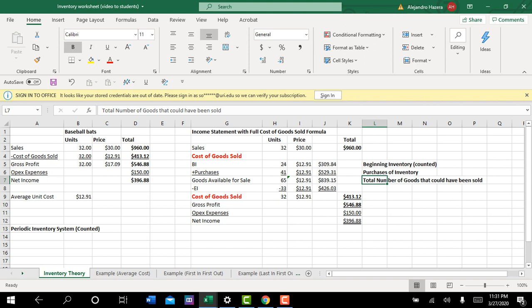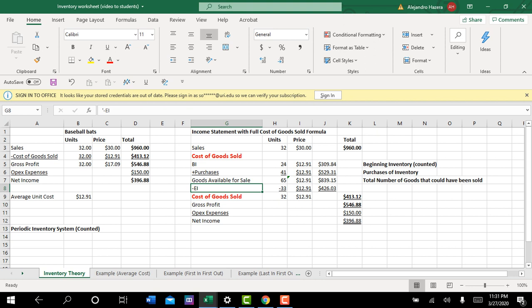Okay, now, the logic of this formula is if you take everything that you could have sold and subtract out what you didn't sell, that will give you what you did sell. So the logic is you can do two things with goods available for sale. You can sell them or not sell them. If you do not sell them, they end up in ending inventory. That's what this EI stands for, ending inventory.